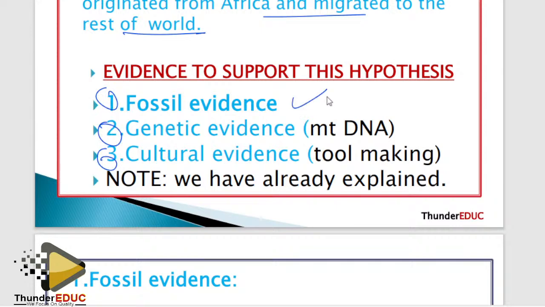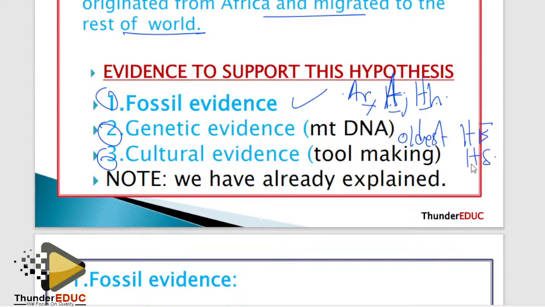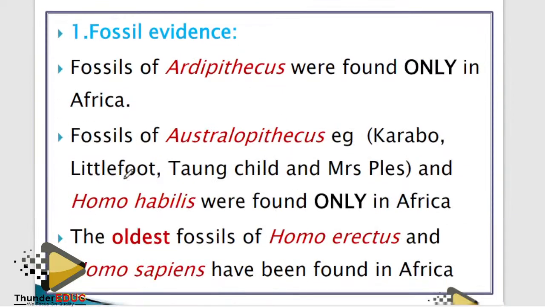Fossil evidence, you talk about the oldest fossil, Ardipithecus, Australopithecus, and Homo habilis. All of them were discovered in Africa only. Ardipithecus, Australopithecus, and Homo habilis were only discovered in Africa. But now when you talk about the oldest fossil of Homo erectus and Homo sapiens, they were discovered in Africa. You have to add that word oldest.